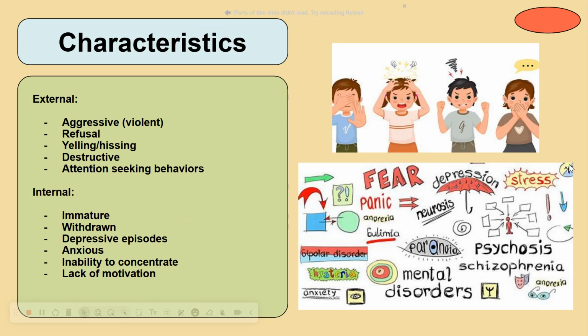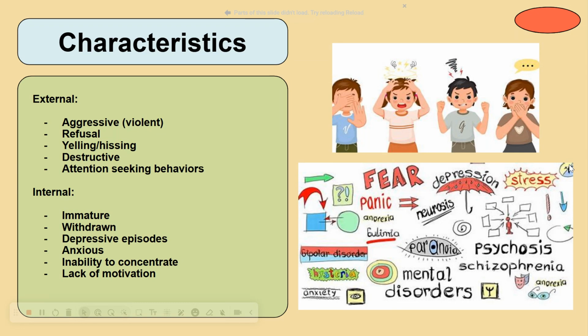If we're looking at characteristics of a child with emotional behavioral disorder, you have two different types of characteristics. You have external, which are obviously ones that we can see, and internal, which are ones that are going on within the student's own mind. So some examples of external would be aggressive, violent behavior, such as fighting, pinching, pushing, things like that. You have refusal, whether that's refusal to listen to directions, refusal to do certain tasks, anything very resistant to what someone else is telling them.